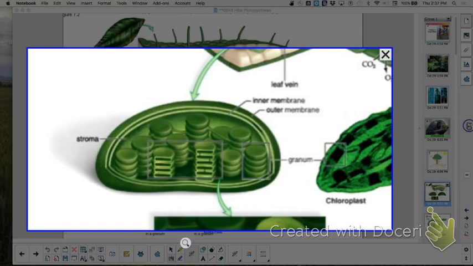Okay, so now I'm looking at these stacks of green pancakes. They're hollow pancakes, very light and floaty. And those are made out of thylakoid membranes. Say that word, thylakoid membranes. And what happens on the thylakoid membranes is all the na-na-na-na-nas. What's the na-na-na-na-na? It's an electron transport chain.